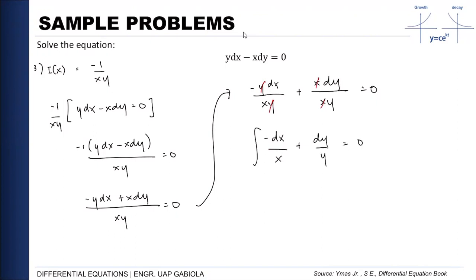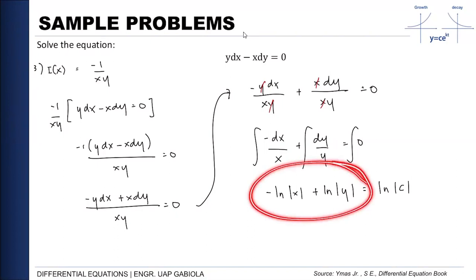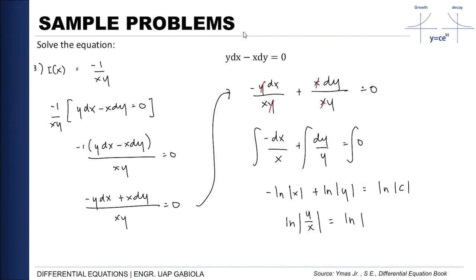And then perform natin integration. We have negative, that is ln of x plus ln of y is equals to c. Okay? Now, once we have that, to make it convenient, gawin natin ln of c din. Beside arbitrary constant naman yan. Then, applying yung ating property for natural logarithm, this can be rewritten as ln of y over x, okay, is equals to ln of c.